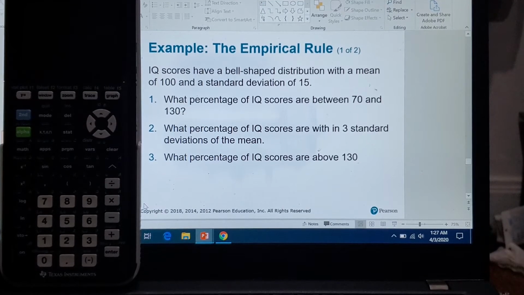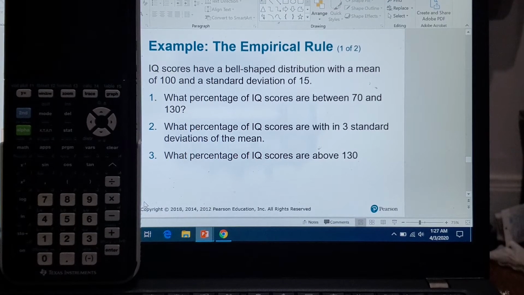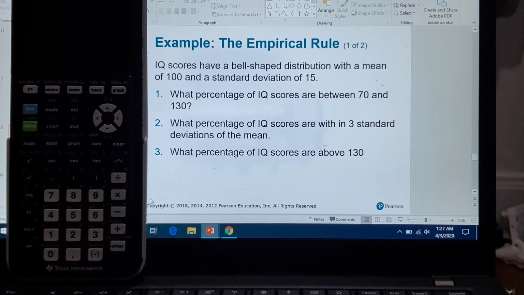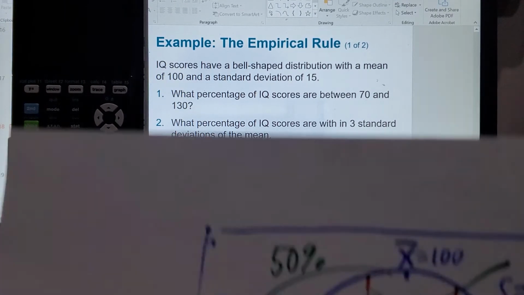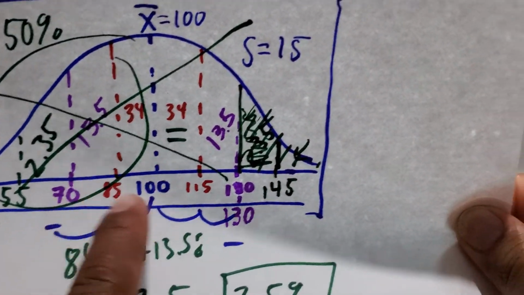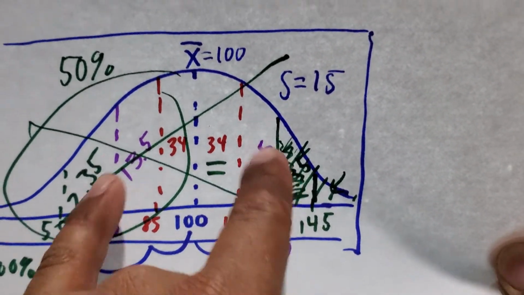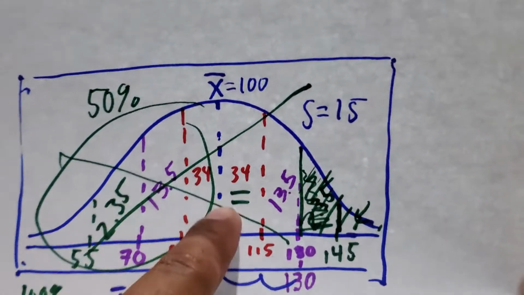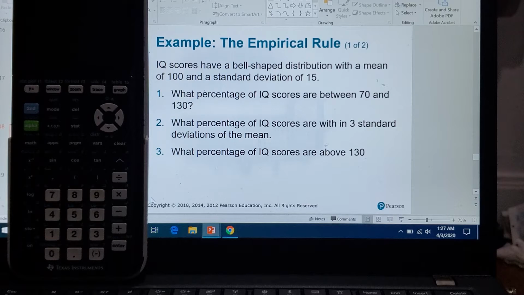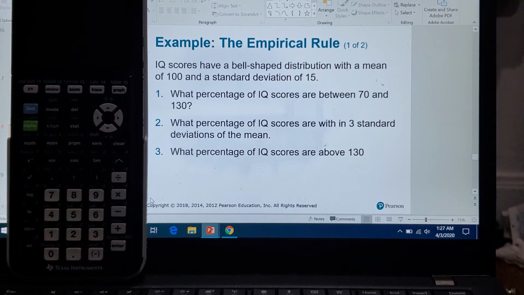So again, these were the 3 questions. We had what percent of IQ scores are between 70 and 130. Again, here was 70, 130. That's 2 standard deviations above and below the mean. That represents 95%. In the next question, we already know what percent of values are within 3 standard deviations. As long as we know it's bell-shaped and symmetric, it has to be, sorry, 99.7%. And then what percent of IQ scores above 130?